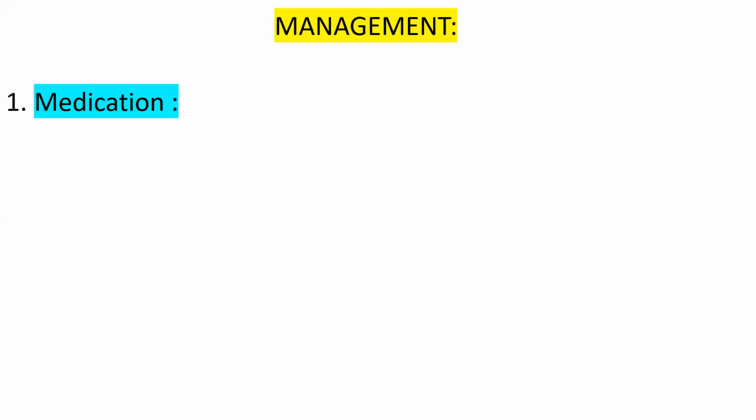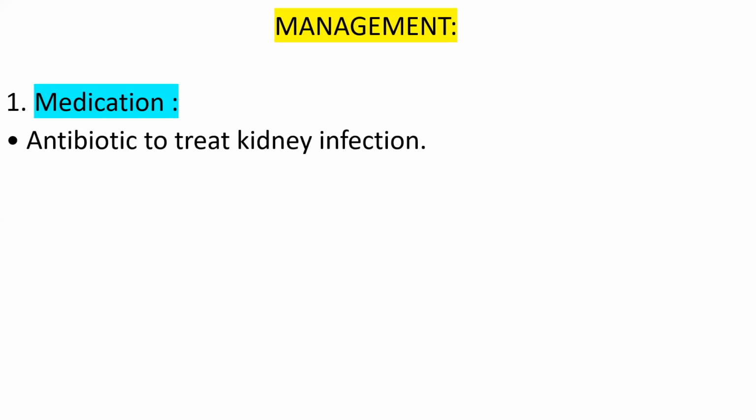So what is the first medication? Let us see. Antibiotic. Yes, we keep on saying antibiotic. In pyelonephritis also, you find that the inflammation was mainly because of bacterial infections. That is the reason why these antibiotics are mainly given to treat kidney infections, if there is any infection.